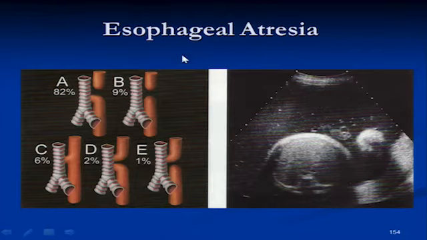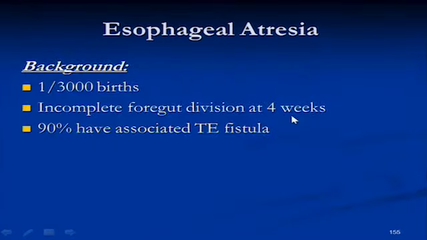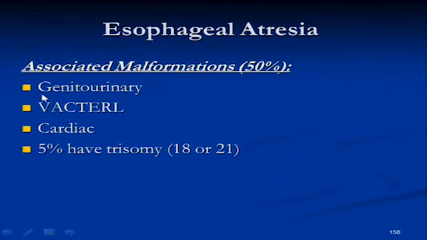So your 2 main features here, you don't see the stomach where it should be, and your amniotic fluid is increased because that fluid baby cannot swallow. It will go back to the amniotic cavity. And there is high association with TE fistula. Esophageal atresia can happen either isolated or part of a syndrome, or can be associated with other malformation. And can be associated with trisomies, especially trisomy 21 and trisomy 18.